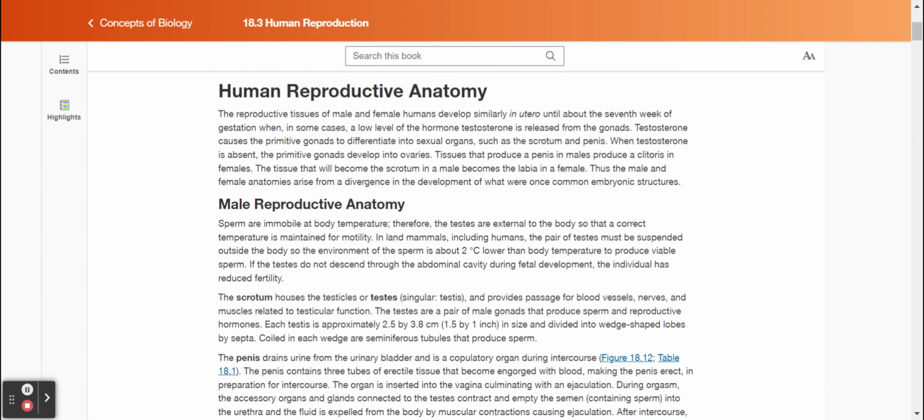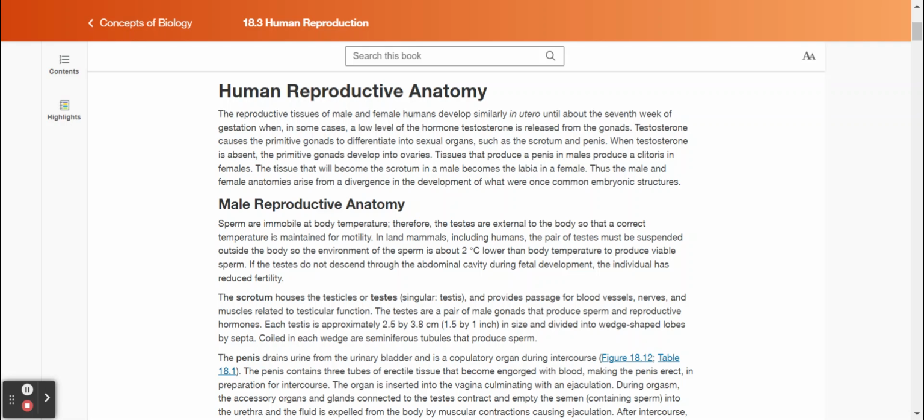Human reproductive anatomy. The reproductive tissues of male and female humans develop similarly in utero until about the 7th week of gestation, when, in some cases, a low level of the hormone testosterone is released from the gonads. Testosterone causes the primitive gonads to differentiate into sexual organs, such as the scrotum and penis. When testosterone is absent, the primitive gonads develop into ovaries.